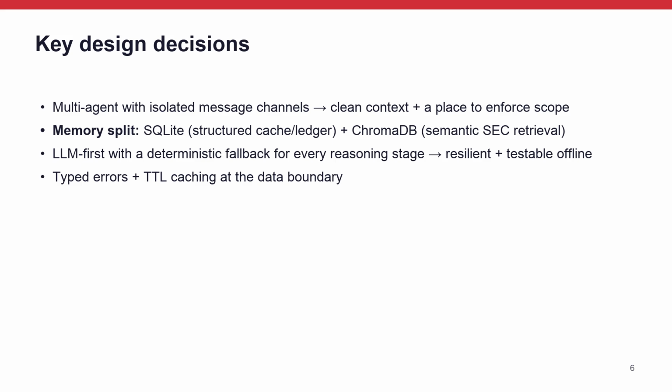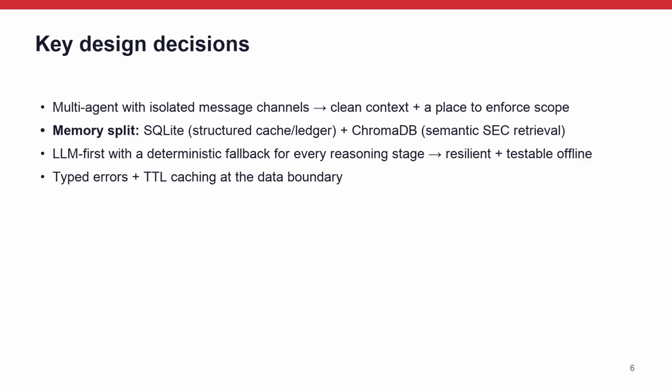A few decisions shaped everything else. First, splitting into agents with isolated message channels. The evidence agent never sees the validation chatter, which keeps context clean and gives me one place to enforce scope. Second, memory. Structured data goes in SQLite, unstructured filings go in a vector store, right tool for each.